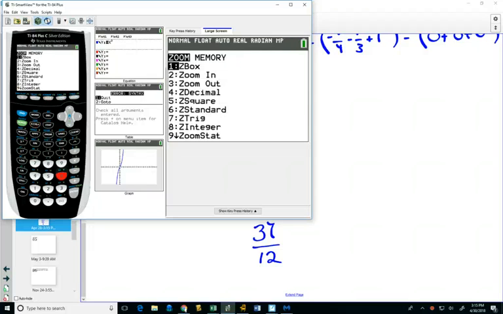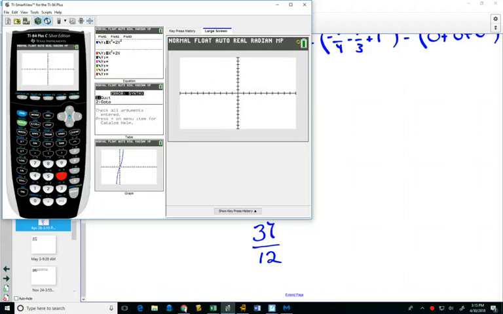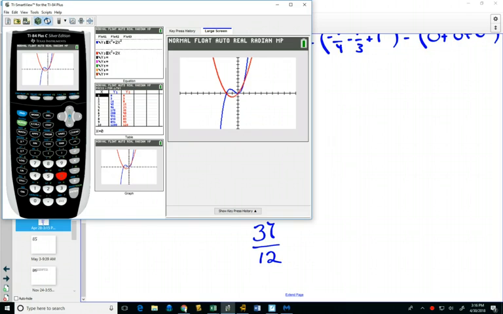And I'm going to go Zoom 6 to see a standard window to see if our graphs match up. There's the one. There's the other one. Okay? We want to get 37 over 12 in the end. That's our hope.